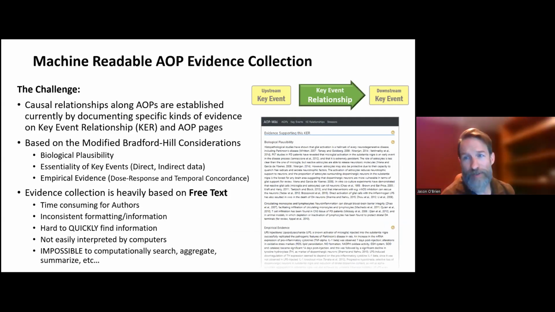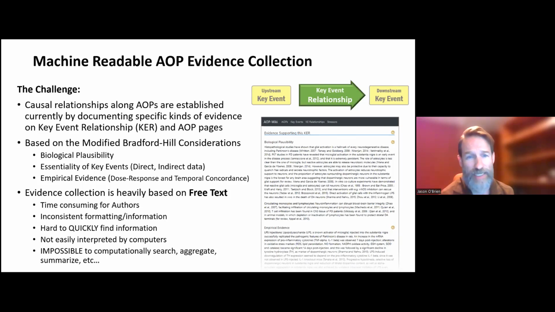AOPs have a lot of information, and anyone who's gone to the AOP pages, especially those that are fully developed and endorsed, they're very data rich, and navigating that information can be fairly daunting. The information that's collected is an attempt to establish the causal relationships along the AOP, and this is done by collecting specific kinds of evidence, in the key event relationship pages and also in the AOP pages. The specific kinds of evidence are based on modified Bradford-Hill considerations. These include things like biological plausibility, essentiality, and various kinds of empirical evidence. And now I have an example over here on the right side of what this evidence documentation looks like.